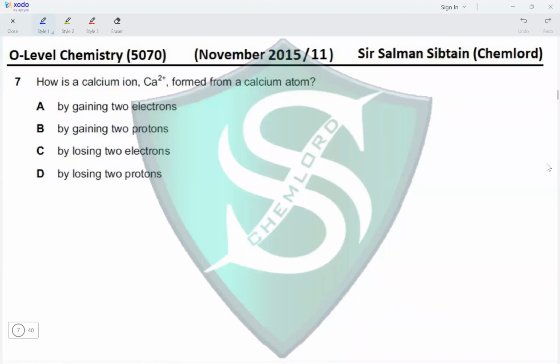Question 7. How is a calcium ion Ca2 positive formed from a calcium atom? By gaining 2 electrons, that would lead to calcium metal reducing to form a Ca2 negative ion, which is not possible. By gaining 2 protons, loss and gain of protons do not occur. By losing 2 electrons, yes, when calcium loses 2 electrons, it forms Ca2 positive ions, and the 2 electrons that are released are taken up by the anion that forms. So this is the correct method. And by losing 2 protons, like before, protons are not exchanged during formation of a cation. Therefore, the correct option for this question is option C.